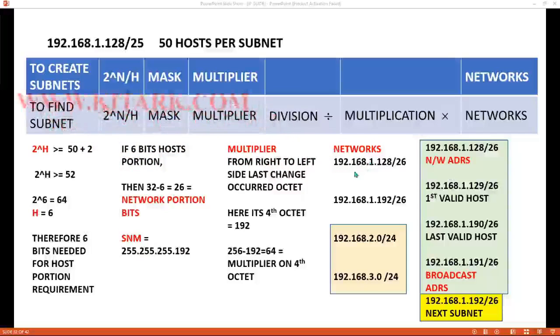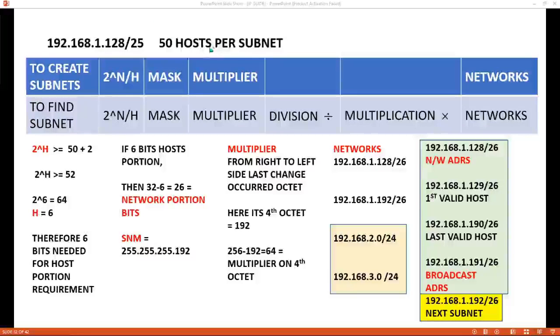So again, you know the networks: 192.168.128/26. You need to add 64 to this 128 for the next network, so 192.168.192/26. Still you need to remember that 192.168.2.0/24 and 3.0/24 are still available. We are not using them yet. Okay, so this is the purpose. We have enough IP addresses and we are subnetting the subnets again. So we can save these 2.0 or 3.0 for other purposes later. This is how we need to save IP addresses.